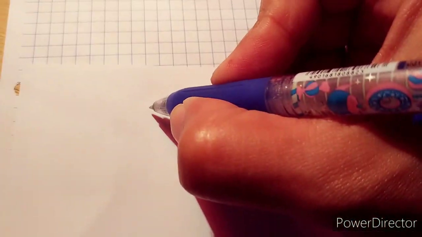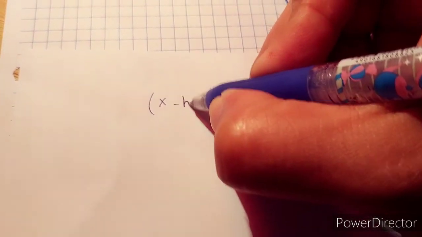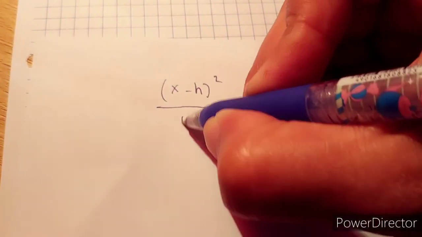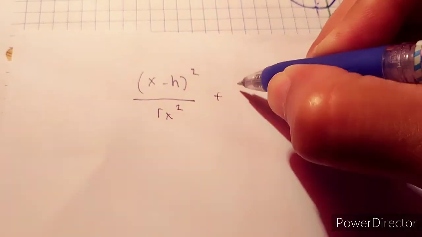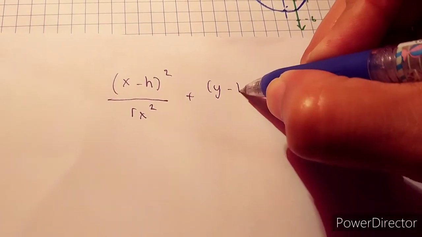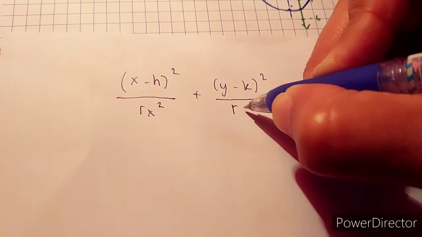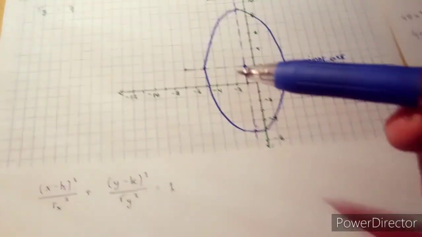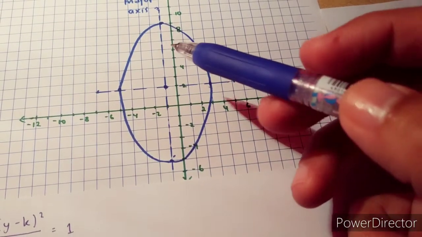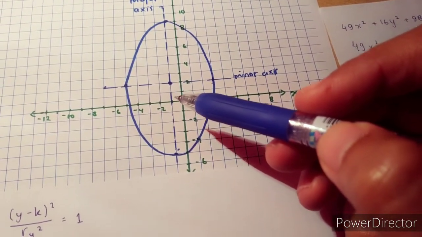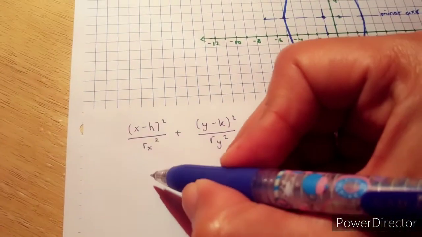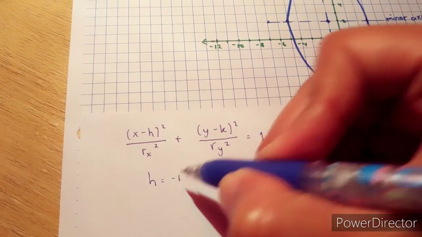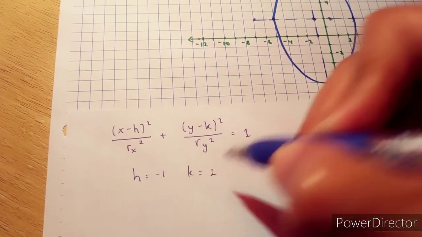Since this is an ellipse, first just write down the standard form of your ellipse, which is (x minus h) square over Rx square plus (y minus k) square over Ry square equals 1. And so let's see. From this graph, the center is -1, 2. So h will be equal to -1, and k will be equal to 2.